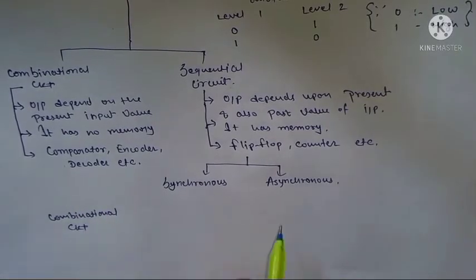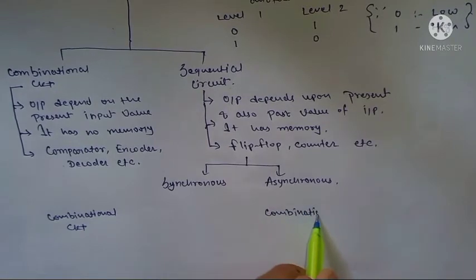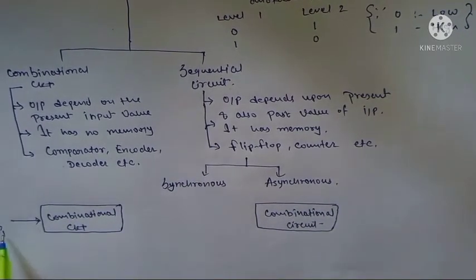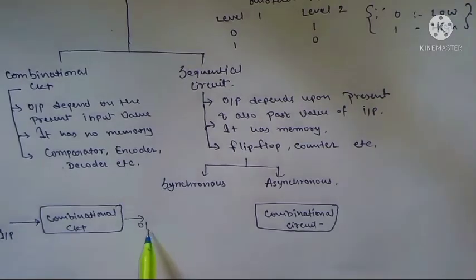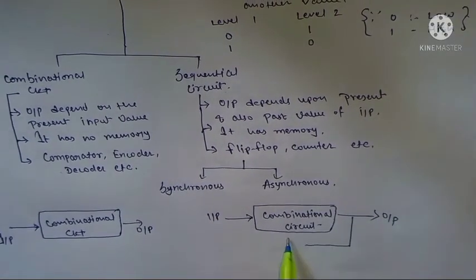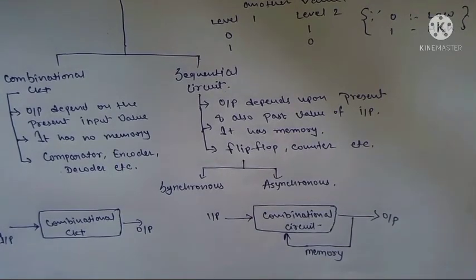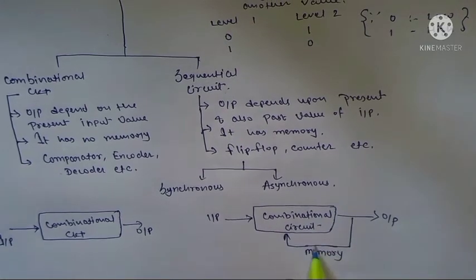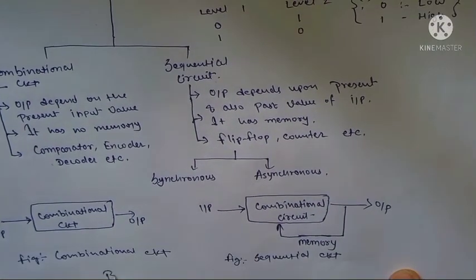Let's move to the block representation of sequential and combinational circuits. On the left side, the combinational circuit, and on the right side, the sequential circuit block diagram representation is shown. The output of the combinational circuit depends only on the present input, while on the right side you can see the sequential circuit, which consists of a combinational circuit with a memory element which provides feedback to control the output. That's why previously we said the output of the sequential circuit depends on the present input as well as the past input.